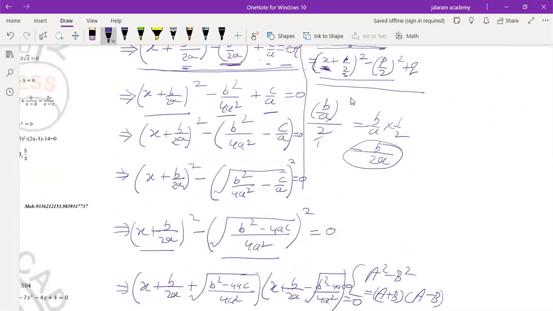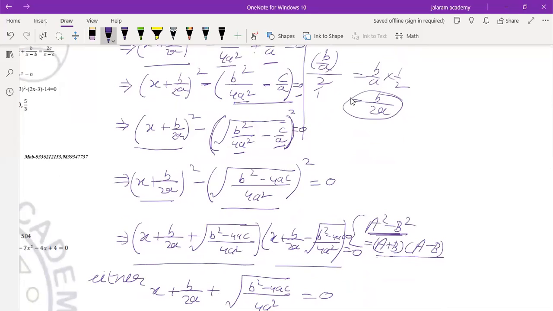Okay. Now to factorize it, we have to change it into the form of difference of two squares, a square minus b square, so that we can use the formula a square minus b square equals a plus b into a minus b. For this, first we take minus common. If we take minus common, first term b square by 4a square, and this plus changes to minus c by a equals 0. Is that clear to everyone? Now it is x plus b by 2a whole square minus, the whole term is written inside the square root, b square by 4a square minus c by a, whole square equals 0.